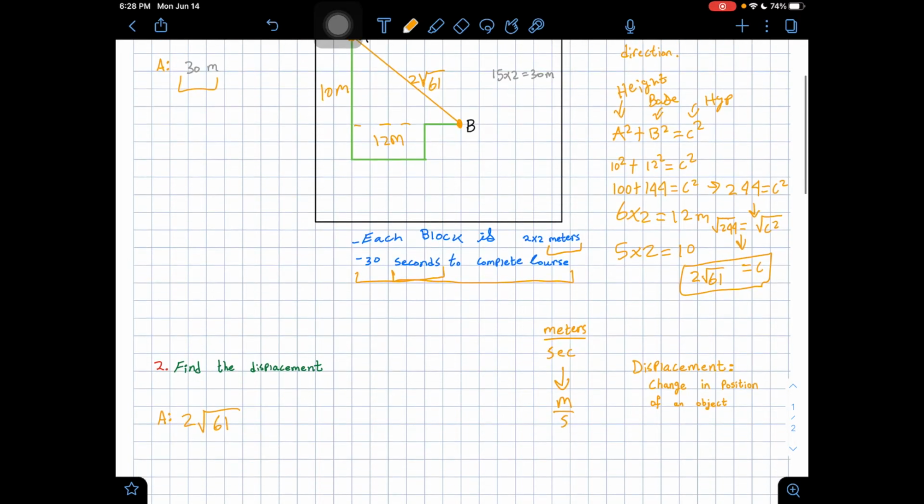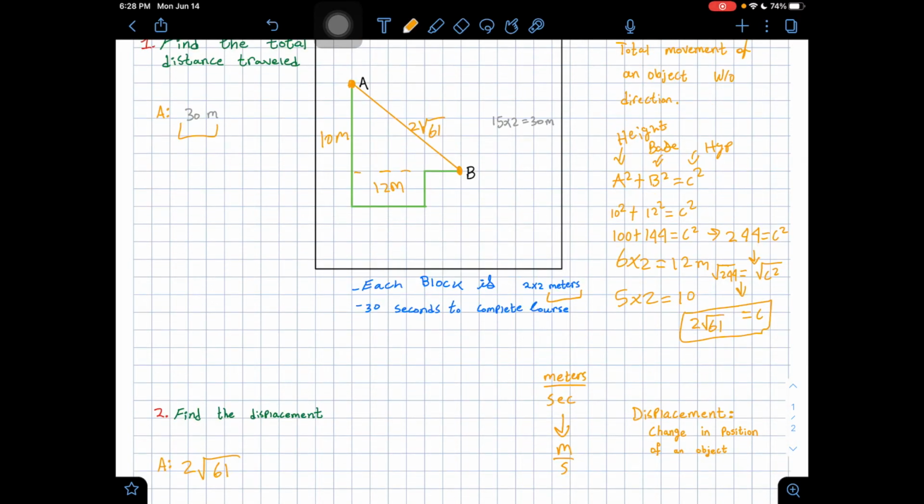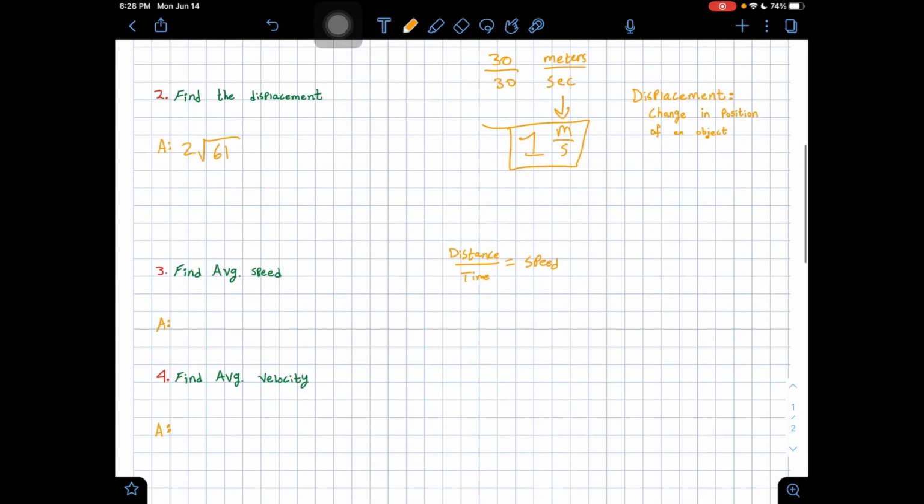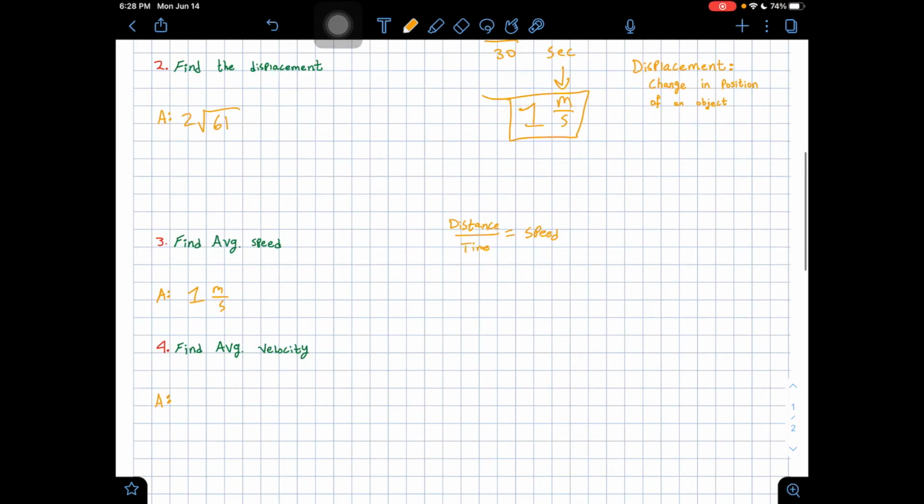So now let's go ahead and do the actual math. It's given that time is 30 seconds, and the distance we calculated to be 30. So we have 30 meters over 30 seconds. This means that the average speed is 1 meter per second, which is the answer to number 3, 1 meter per second.